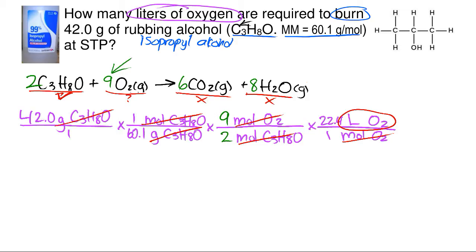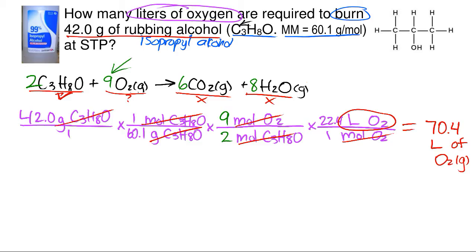The math for this would be the entire numerator divided by the entire denominator, and if you do that correctly, your answer with sig figs is 70.4 liters of O2 gas. Liters of oxygen. That's how much oxygen is going to be consumed if this mass of rubbing alcohol is burned.